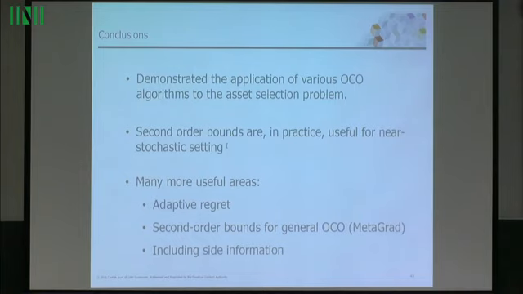Then there are second order bounds in the general case, so not just in the expert setting but for general OCO, where there's an algorithm called Metagrad. And then probably most importantly, including side information. Here we've only been using historical returns to decide what things to put our investment into. But there's a lot more information that you can and should be using, and there are a lot of techniques that can be used for that as well. And that's it. So thank you very much.